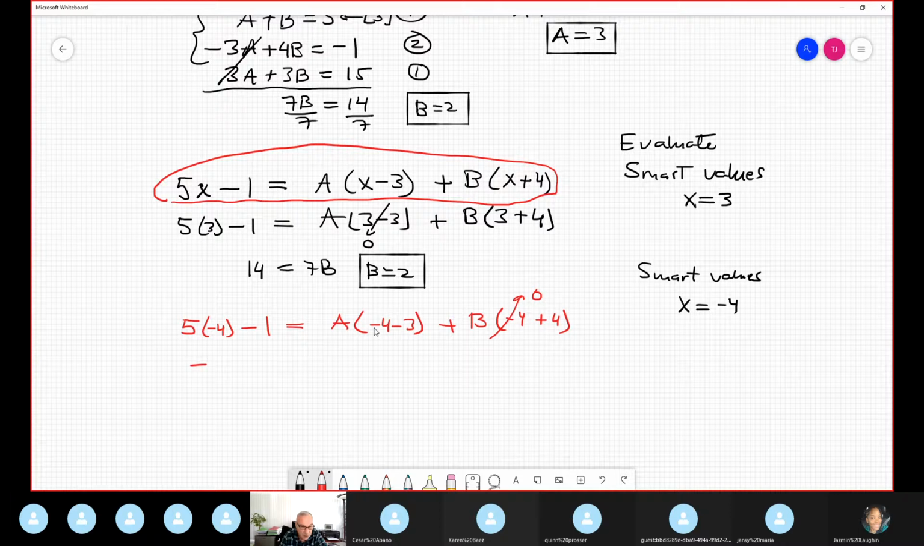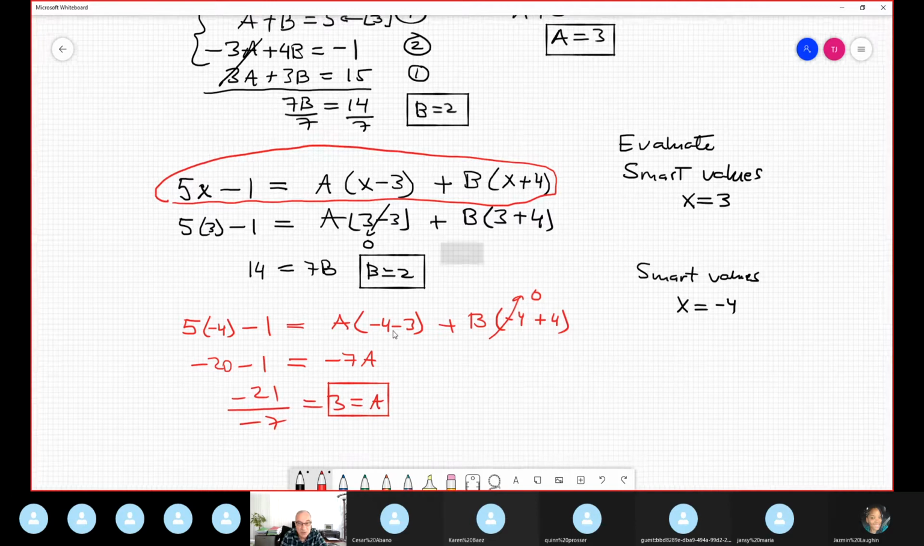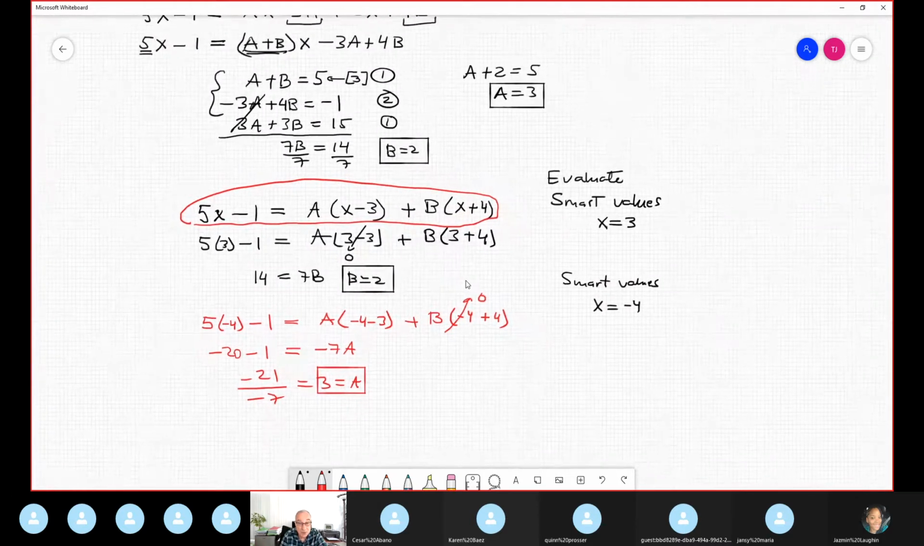This is -20 minus 1, which is -21, equal to a times (-4 minus 3), which is -7. So -21 divided by -7 is +3, which is the a value. And we get exactly the same without using a system of equations. Do you see, professor?